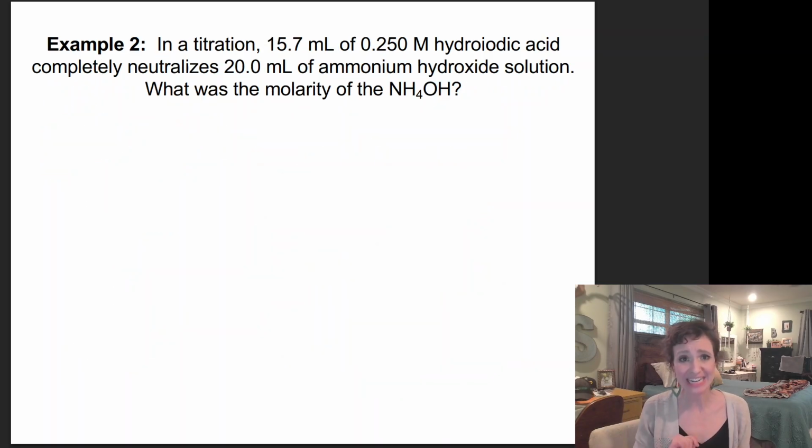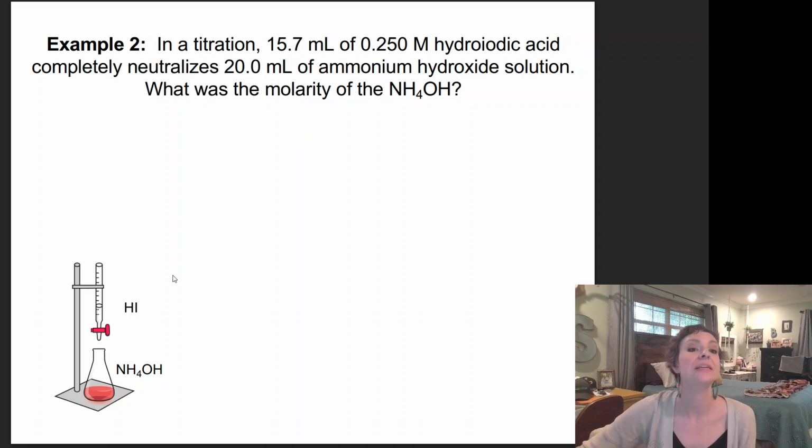Okay. In a titration, 15.7 milliliters of 0.250 molar hydroiodic acid completely neutralizes 20 milliliters of ammonium hydroxide. What was the molarity of the ammonium hydroxide? You're like, okay, we're doing a titration. Let's visualize what's happening here. I've got hydroiodic acid, and it completely neutralizes ammonium hydroxide, which means I'm titrating: the hydroiodic acid is the titrant, and the ammonium hydroxide is my analyte at the bottom. Okay, I've got the visual.